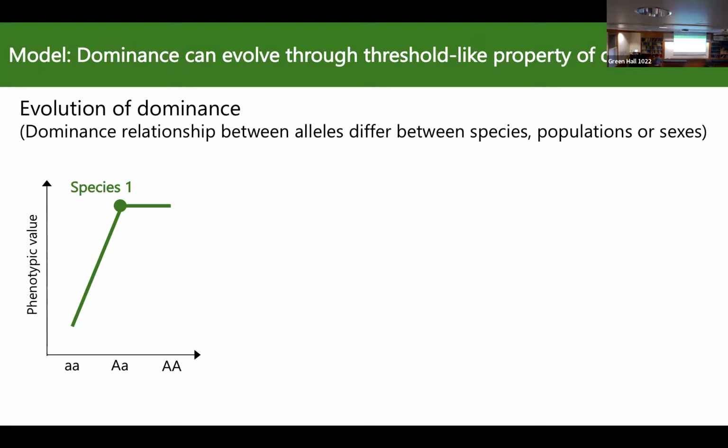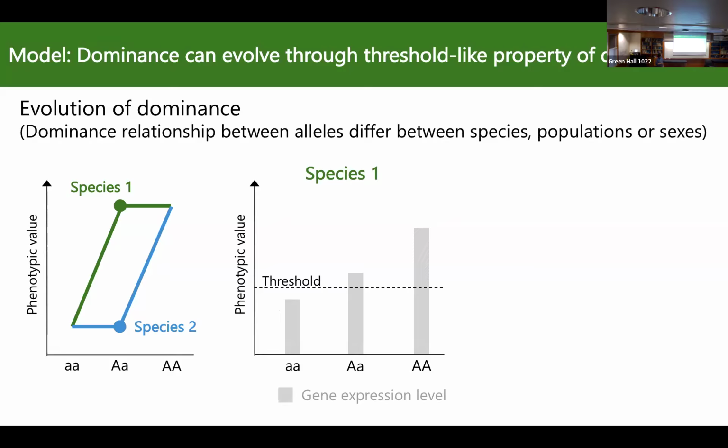So if two alleles have different expression levels, it's possible for two homozygotes to have discretely different phenotypes. In the case of species 1, the heterozygotes will have an intermediate expression level. And if the expression level is above the threshold, it's possible for these two genotypes to have the same phenotype.